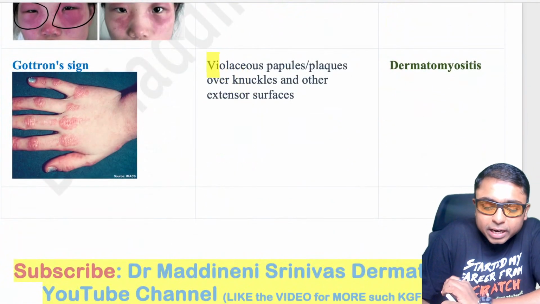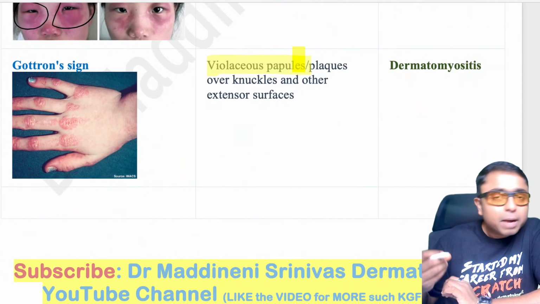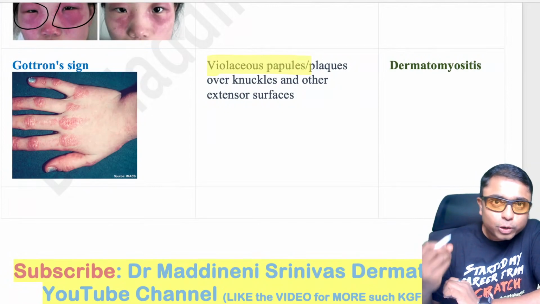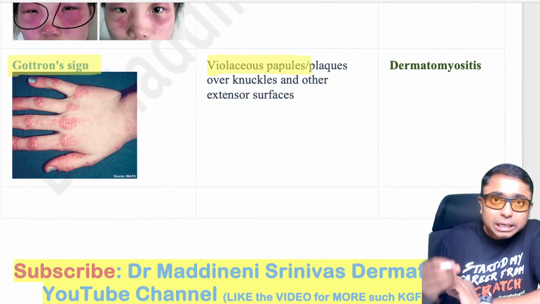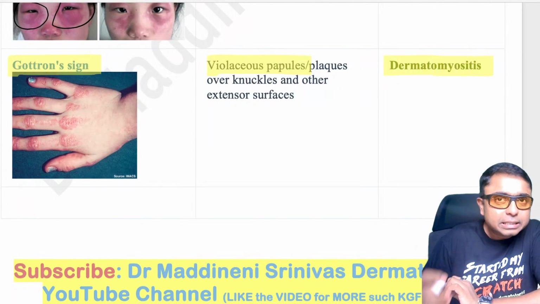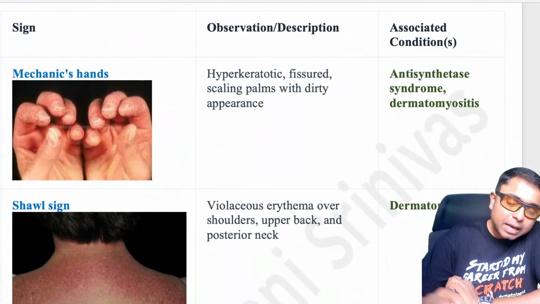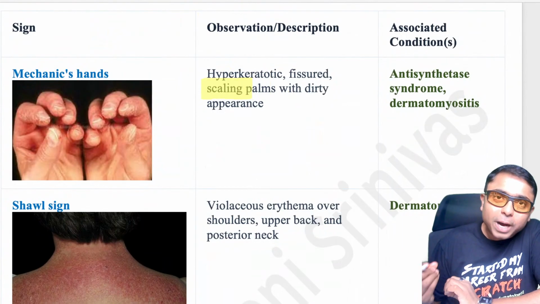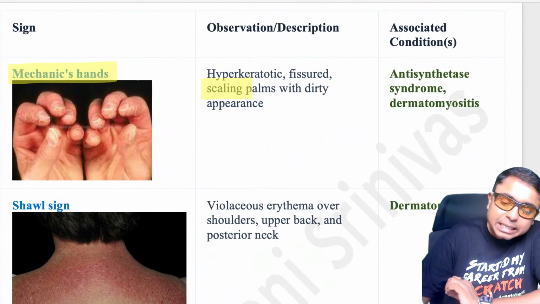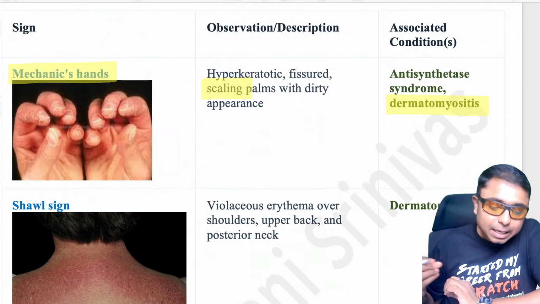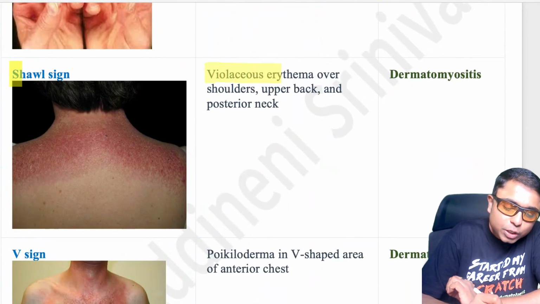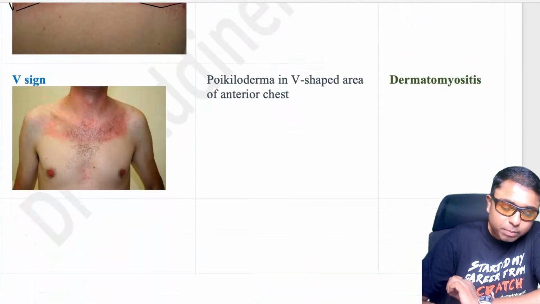Next, if there is violaceous macular erythema and papular lesions present in the interphalangeal joints and also in the metacarpophalangeal joints, we are going to call it Gottron's sign, Gottron's papule. So it is again in dermatomyositis. If there are scaling hyperkeratotic changes over the palms, we call it mechanic's hands, and this is very importantly seen in dermatomyositis. Next, if there is violaceous macular erythema over the upper back, we call it a shawl sign. Again, a feature of dermatomyositis.